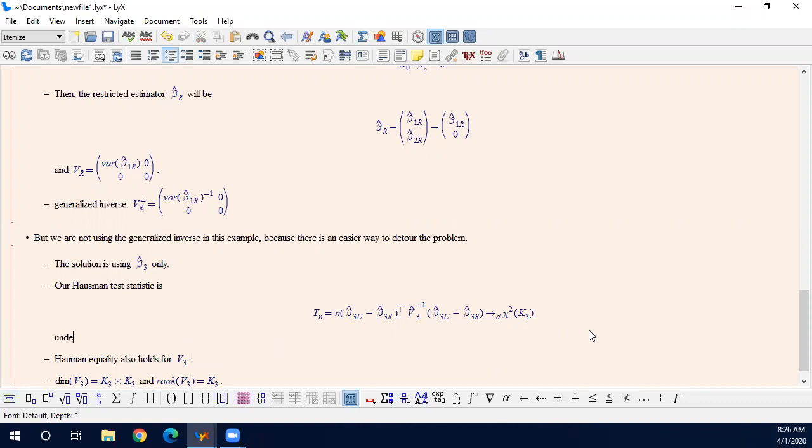Of course, I had to say under the null hypothesis. Under the null hypothesis, you have the null distribution in this form. It is the Hausman test, and it is easy. Estimate the unrestricted model using GMM or two-stage least squares, and take the third coefficient and its variance, and do the same thing for the restricted model. Calculate the variance using the Hausman equality, and then take the inverse of that. Taking the inverse is the program's work, not your work. Then multiply them and multiply n, and it goes to chi-square K3. Not a big problem.